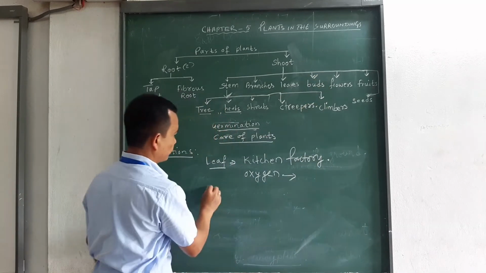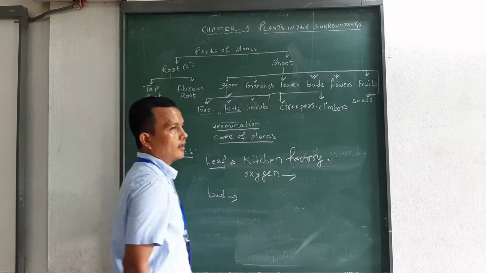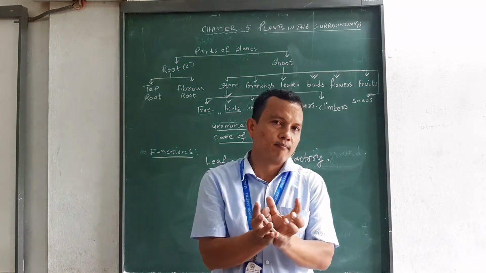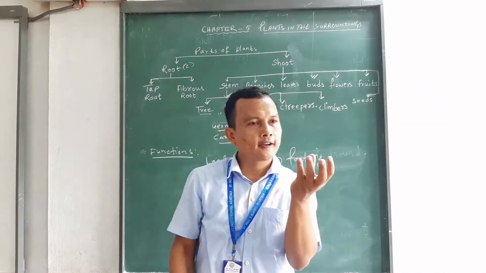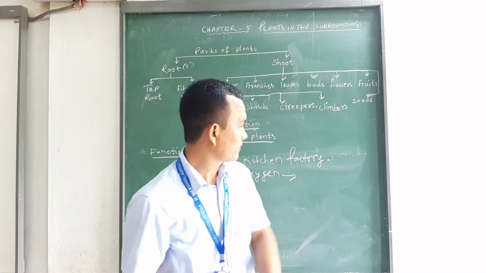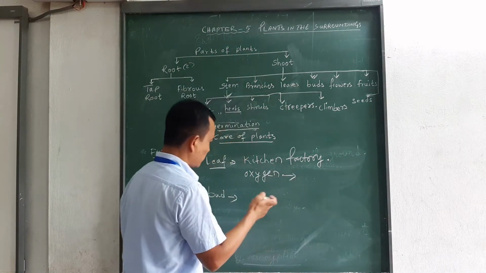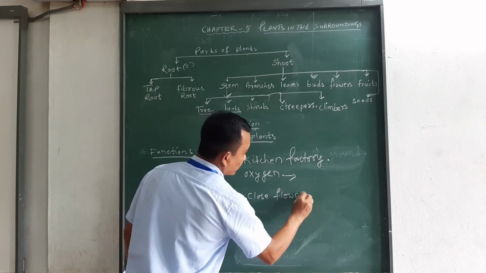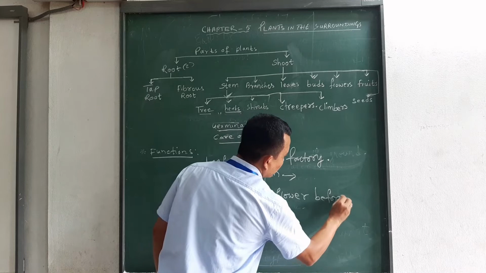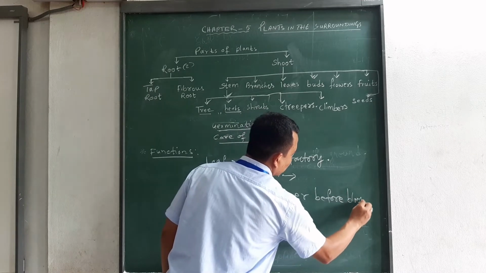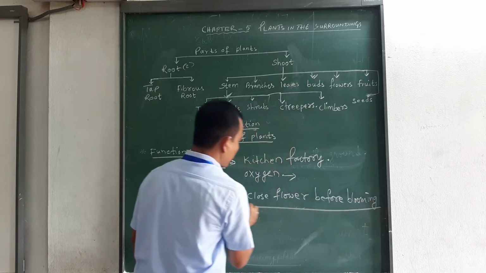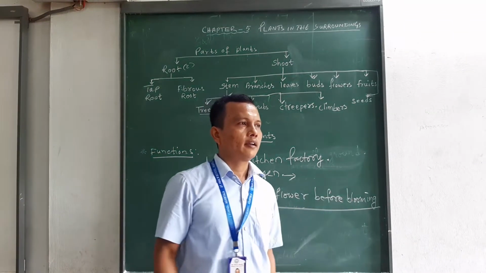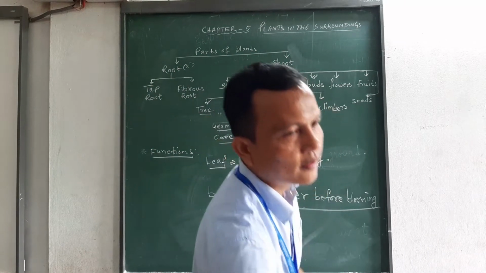Buds, we all know. It is the first part of the blooming of the flower. Before it turns into a main flower, it forms like a bud. It is the closed flower, we can say, before blooming. Alright, this is called bud. Rosebud, if you see a rose flower, you can see rosebud. In all kinds of flowers, you will see bud.